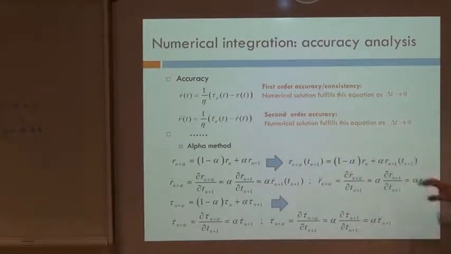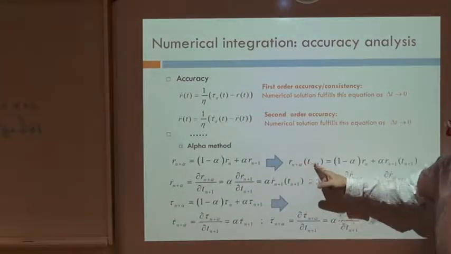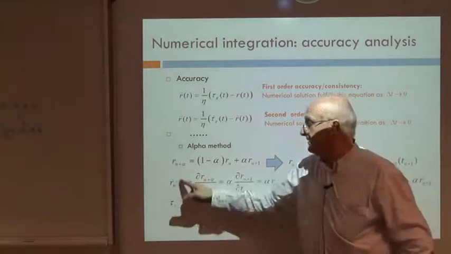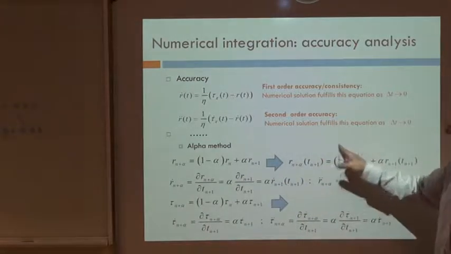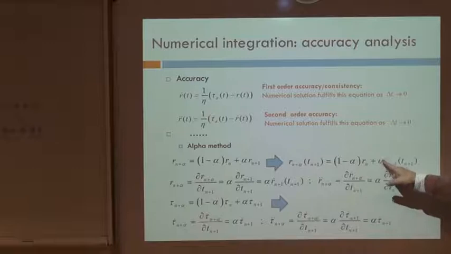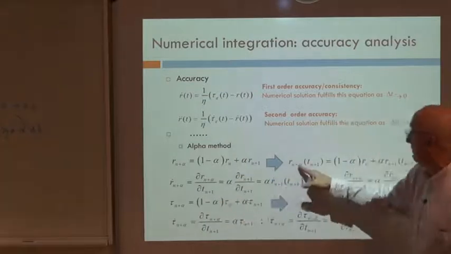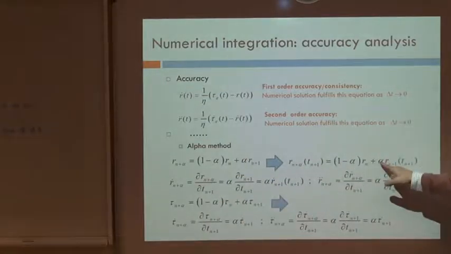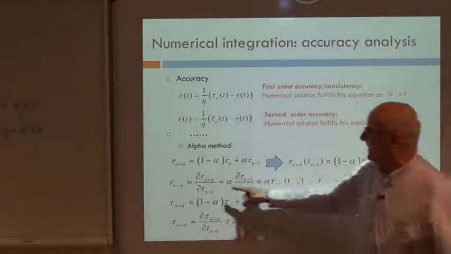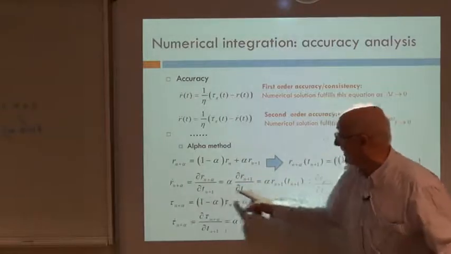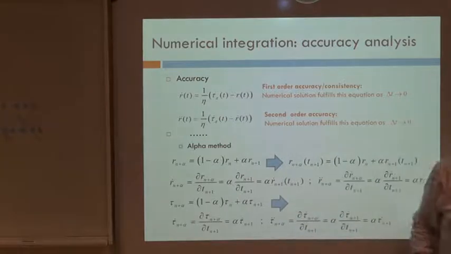Okay, so now, if this is a function of t through T n plus 1, let's take the first derivative with respect to T n plus 1. When I take the first derivative, look, this doesn't depend on T n plus 1, and this depends on T n plus 1. So r dot n plus alpha is the derivative of this with respect to T n plus 1, which is alpha times the derivative of this with respect to T n plus 1. So I can say that r dot n plus alpha is alpha times r dot n plus 1. Just a simple mathematical derivation.